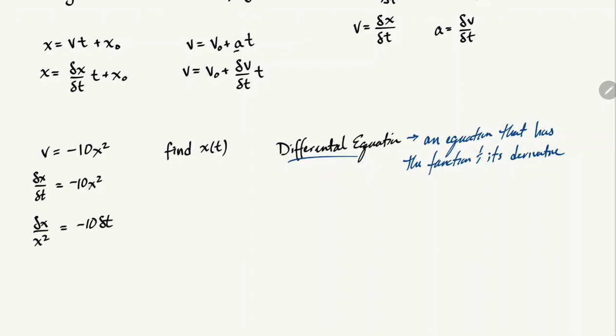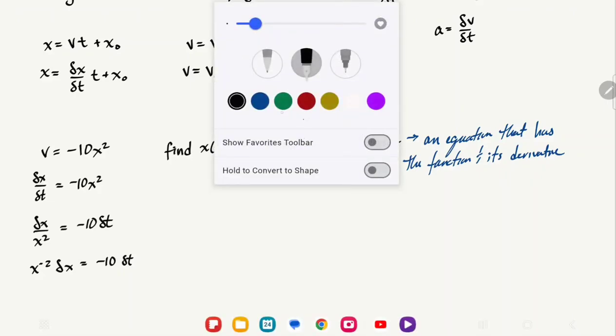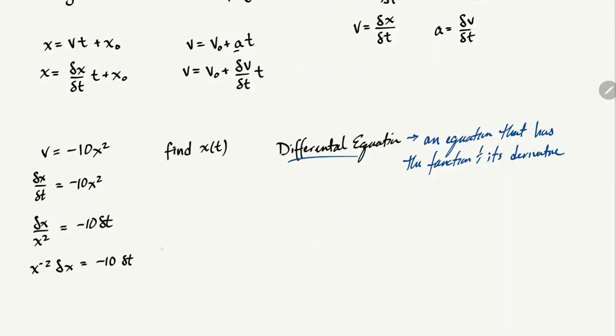So I got the t's on the one side, the x on the other side. Now I can start moving forward. Now I'm going to simplify my life here. I hate fractions, and I like to use the power rule. So I'm just going to rewrite this as x to the negative 2 dx equals negative 10 dt. Now, when we do this, we have to remember something here. I just got to make a little note.